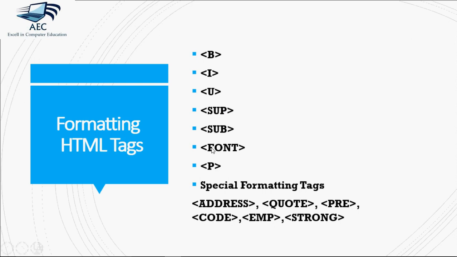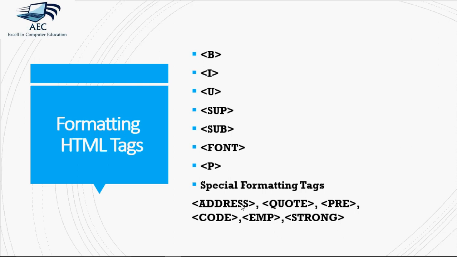Then we have font tag. Alone font tag doesn't do anything. It has attributes with it, and you can use whichever attribute you want to. There are three possible options, and according to the attribute it would affect the text. Then we have p tag paragraph for aligning a paragraph. And there are some other special formatting tags like address, quote, pre, code, emphasize, and strong.